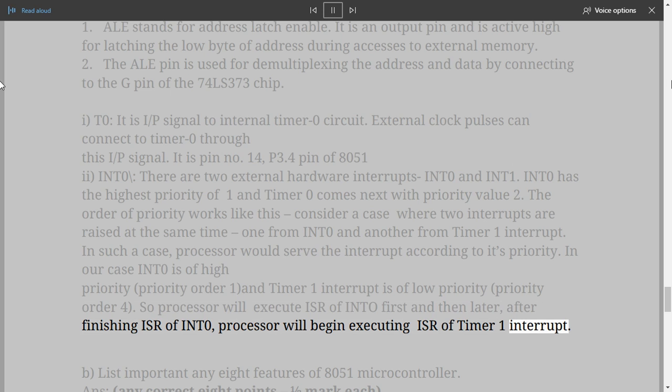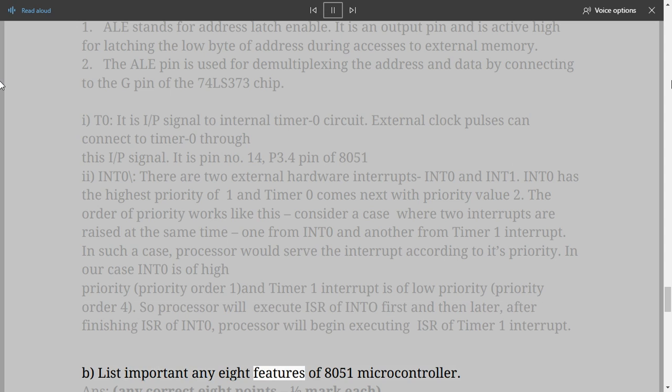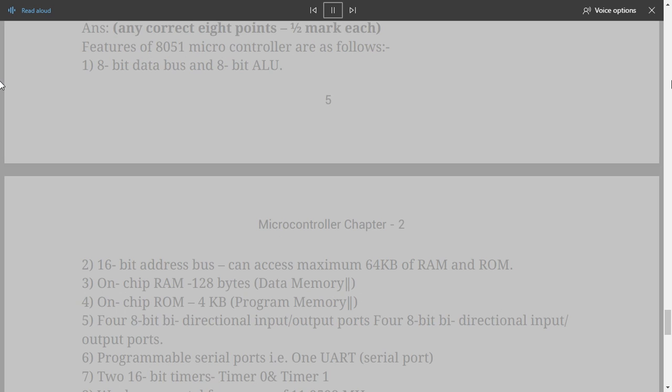B. List any 8 important features of the 8051 microcontroller. ANS. Any correct 8 points, 1/2 mark each. Features of the 8051 microcontroller are as follows: 1. 8-bit data bus and 8-bit ALU.